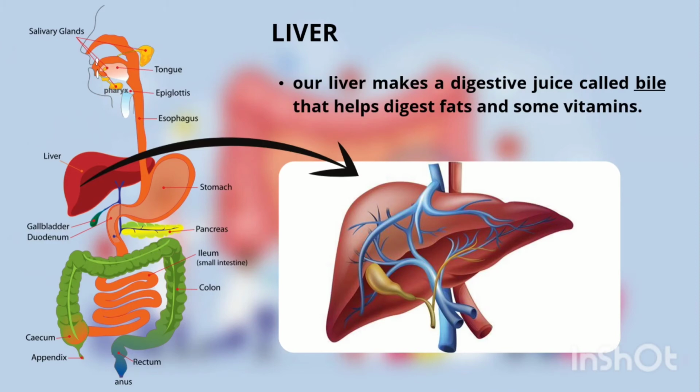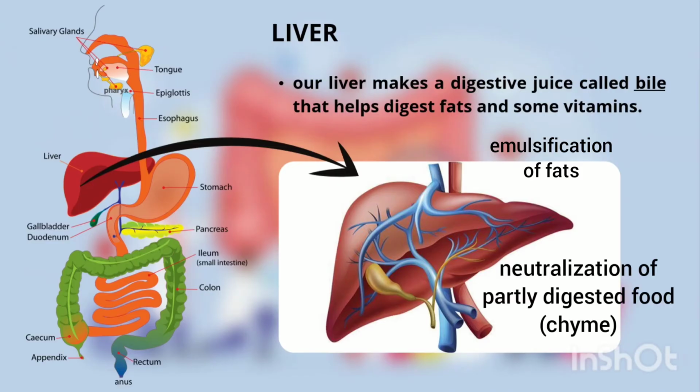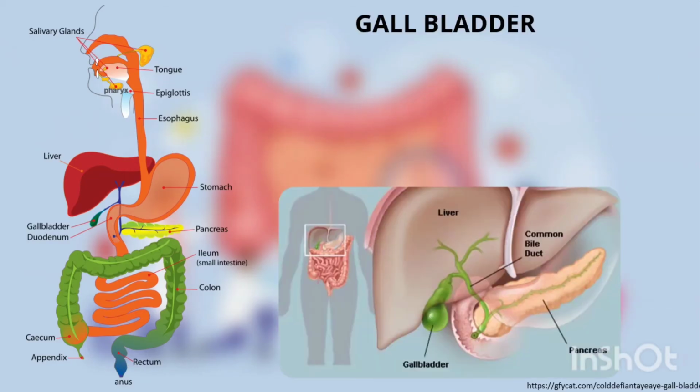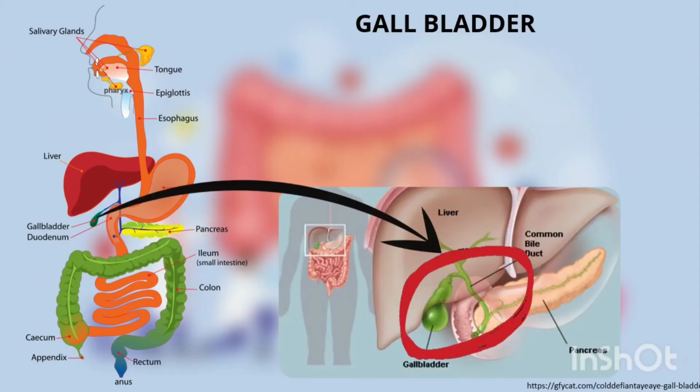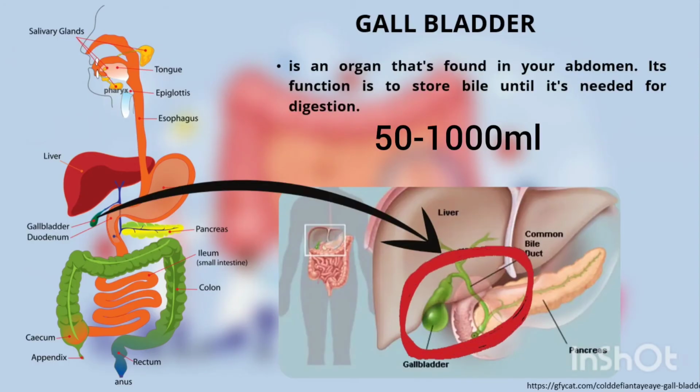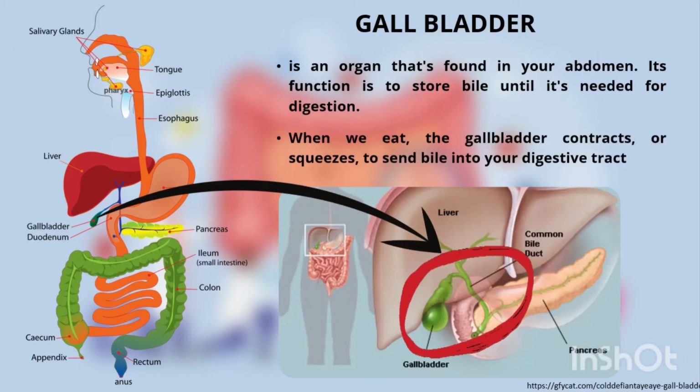Bile performs two important functions in digestion: emulsification of fats and neutralization of partly digested food, or chyme, that comes from the stomach. Bile is temporarily stored and concentrated in the gallbladder. About 50 to 1000 ml of bile is stored and concentrated in the liver daily. When we eat, the gallbladder contracts or squeezes to send bile into your digestive tract.